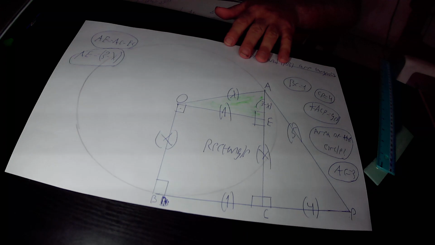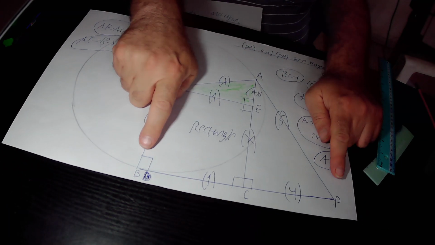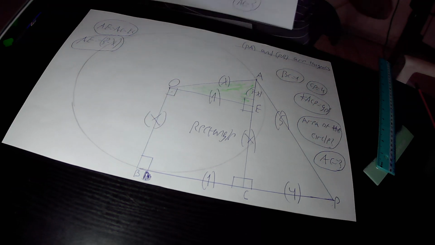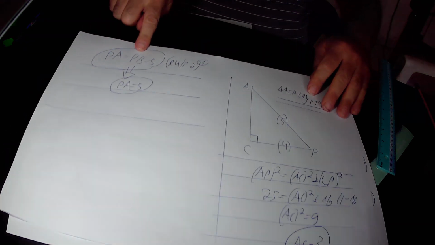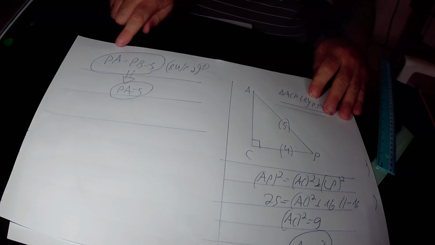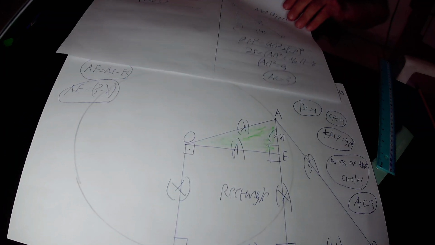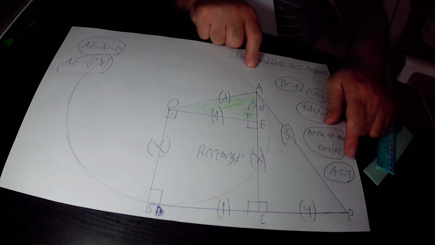But according to what is given in the question, the length of tangent PB in total is equal to 4 plus 1, that is 5. So we can write here that PB equals 5, and from this equation PA equals PB equals 5, we derive that PA is also equal to 5.